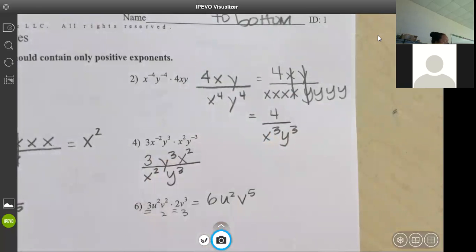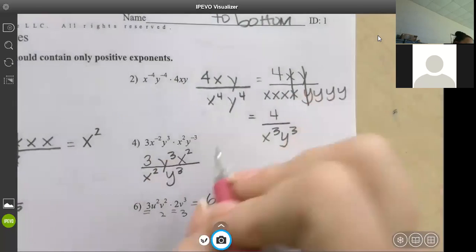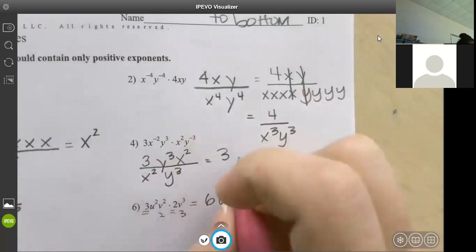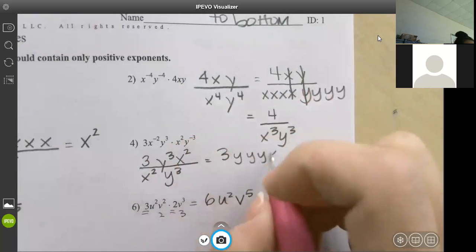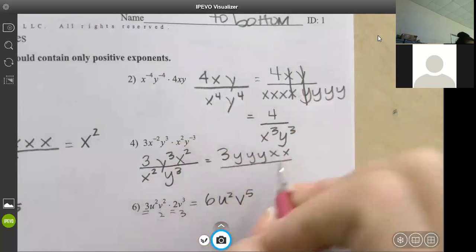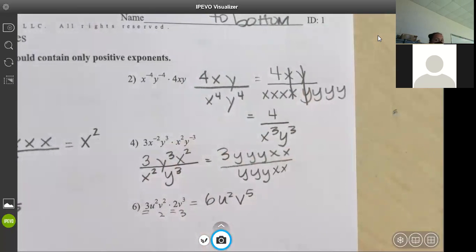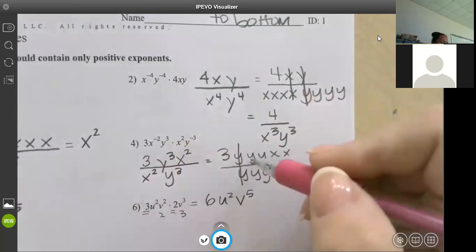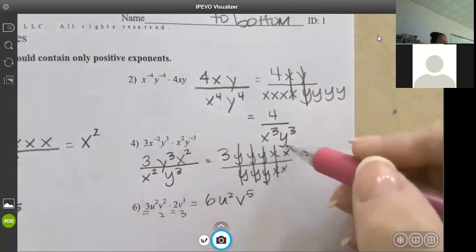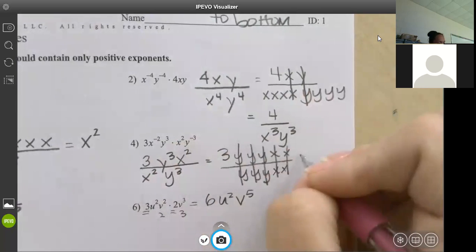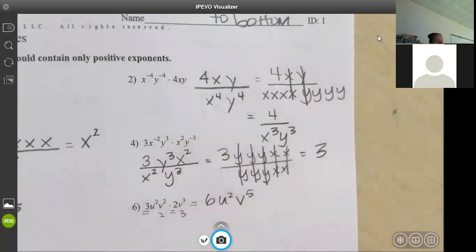If you can already see it to mark it out, go ahead and do that. If you can't, write it out. I have 3 y's on top and 2 x's. On the bottom, I have 3 y's and 2 x's. You can mark everything out that's the same on the top and the bottom. And the only thing we have left is a 3. Any questions so far?